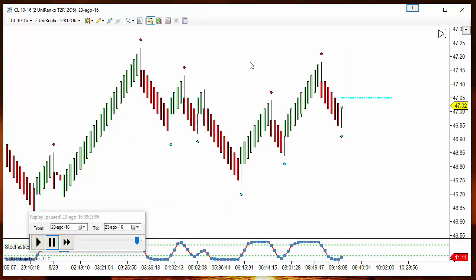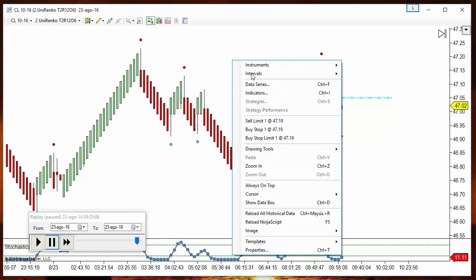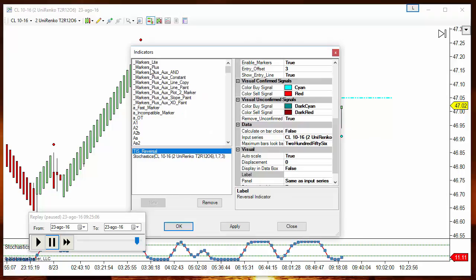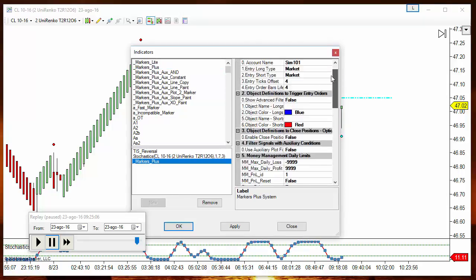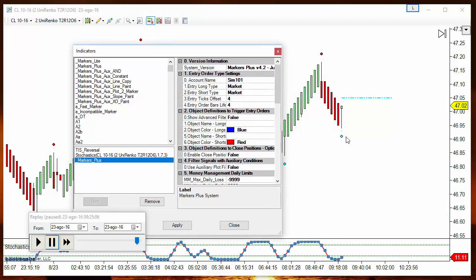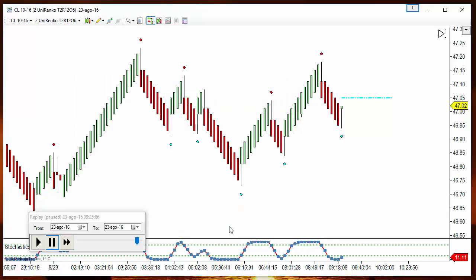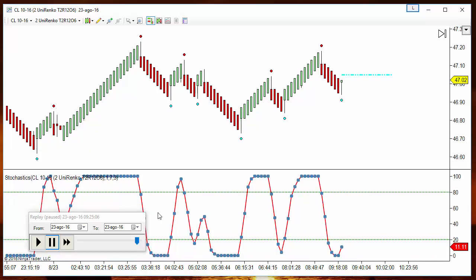As I already explained in previous videos, all these signals are compatible with the marker system, so we can automate not only this but any signal. There are a lot of videos on my YouTube channel. So we saw how to use the stochastic to create a very useful trade setup.